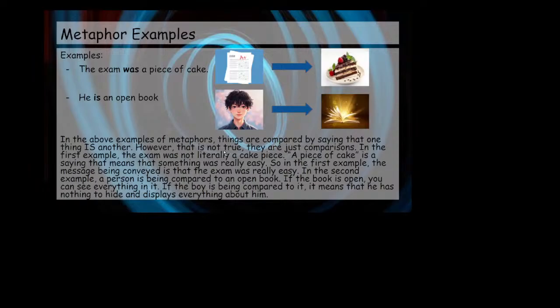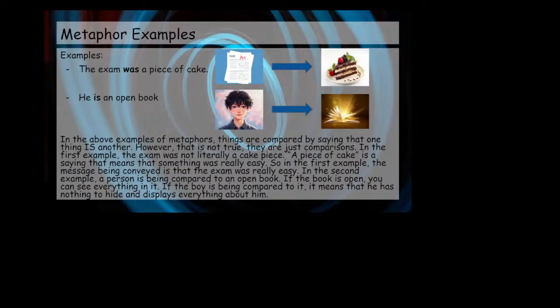In the above examples of metaphors, things are compared by saying that one thing is another. However, that is not true. They are just comparisons. In the first example, the exam was not literally a piece of cake. A piece of cake is just a saying that means something was really easy. If someone says that something was a piece of cake, it means that it was really easy. So in the first example, the message being conveyed is that the exam was really easy.